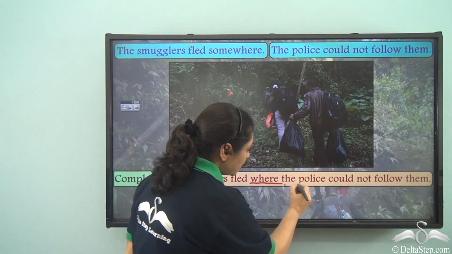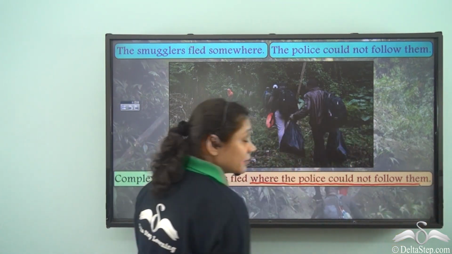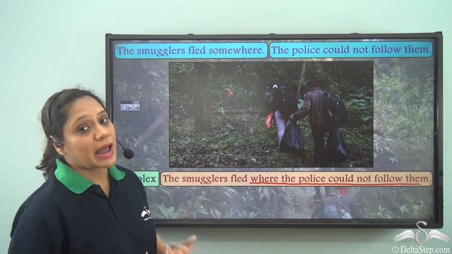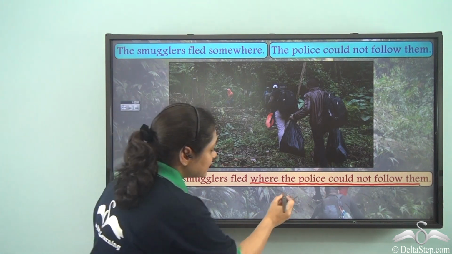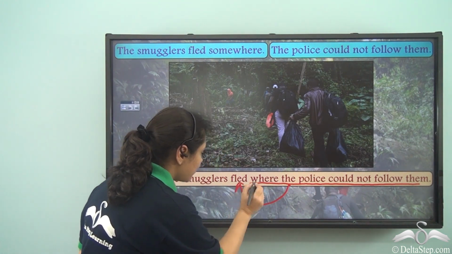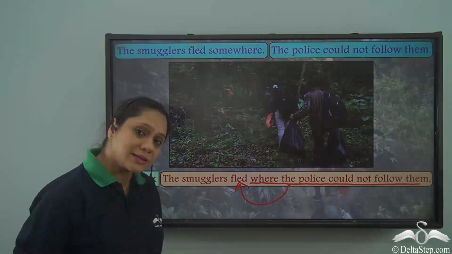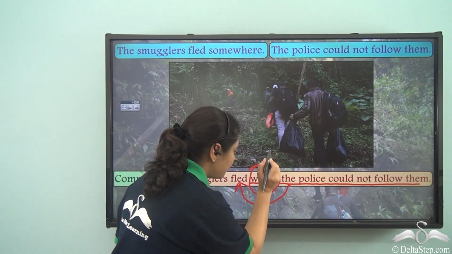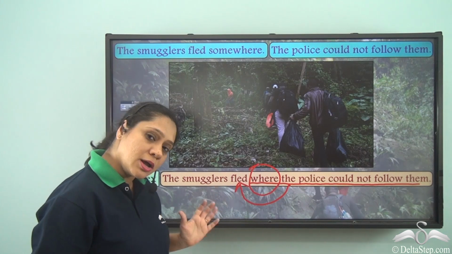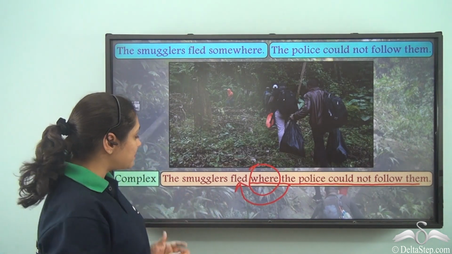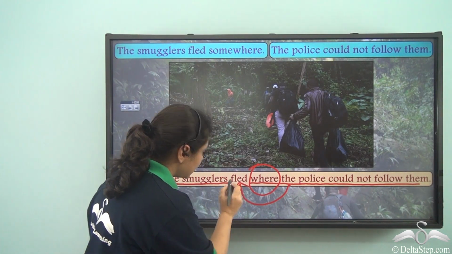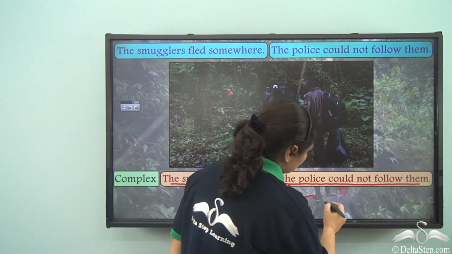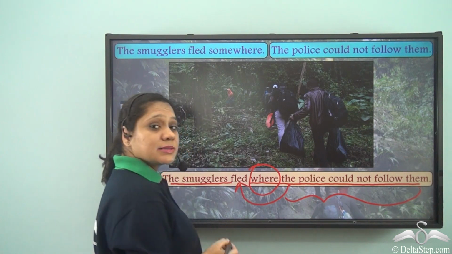So, where the police could not follow them becomes a subordinate clause which does the work of an adverb, because it is describing the place where the smugglers fled. Here, we have used the relative adverb where to join both the clauses. So, this part, the smugglers fled, is the independent clause, and where the police could not follow becomes the subordinate clause here.